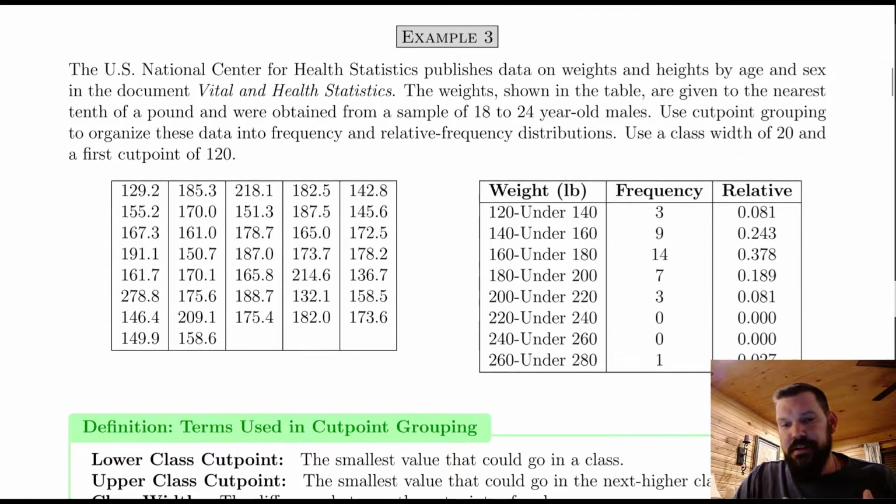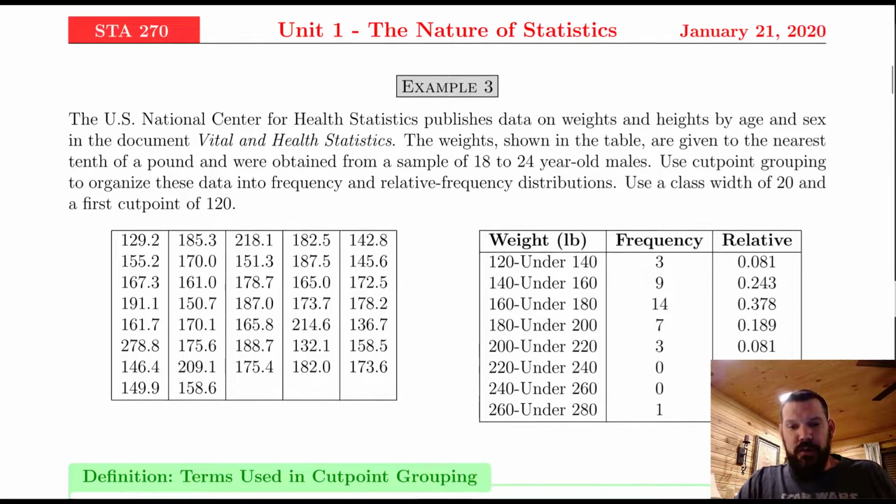And it might be clearer if we look at example 3, where the U.S. National Center for Health Statistics publishes data on weights and heights by age and sex. They publish that in a document called Vital and Health Statistics. The weights shown in this table on the left-hand side of the screen are, to the nearest tenth of a pound, obtained from a sample of 18 to 24-year-old males. So we know every value in this table is represented by some 18 to 24-year-old male.